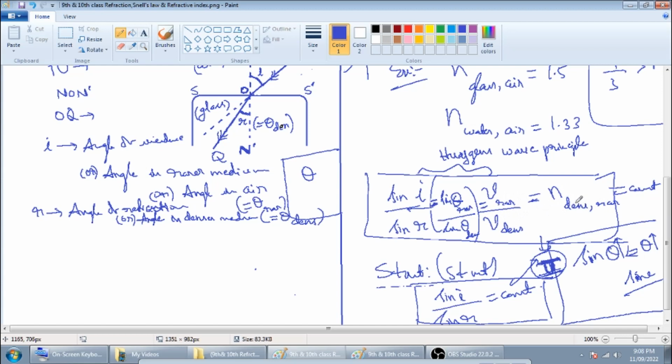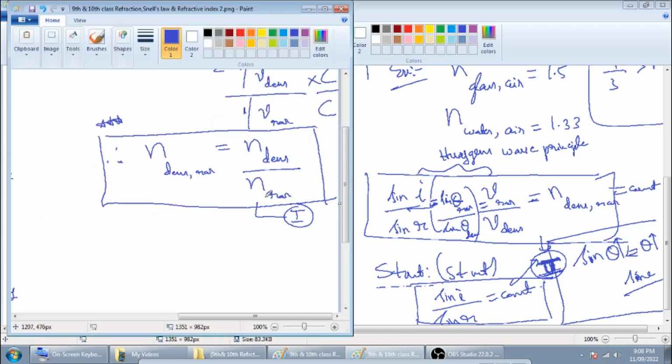Refractive index of any denser medium with respect to rarer medium, whether expressed in terms of velocities of light in the rarer and denser medium, there is an inversion. Denser with respect to rarer is rarer by denser. Again, in terms of angles, rarer by denser. But the important thing now is that for absolute refractive indices, that inversion is not there. Denser with respect to rarer is denser by rarer only.